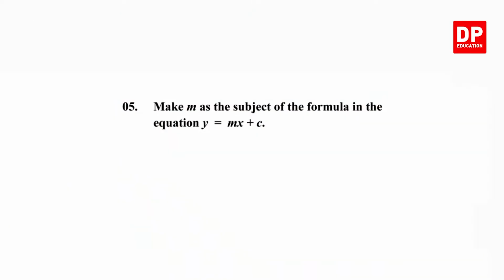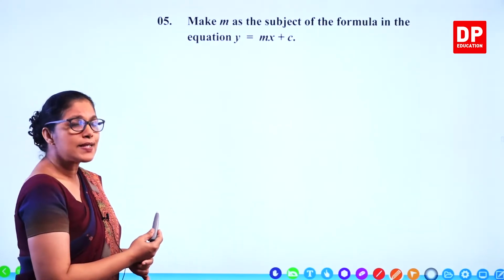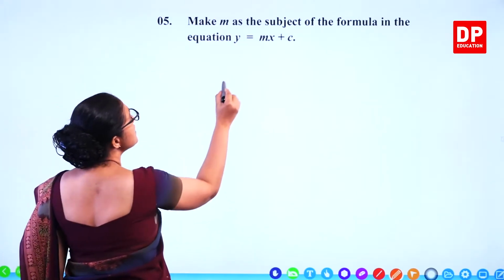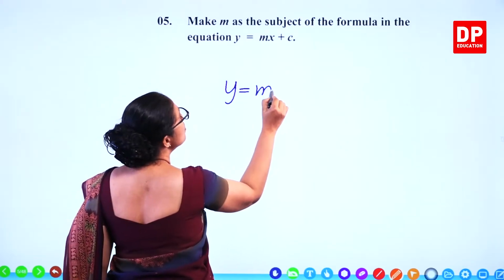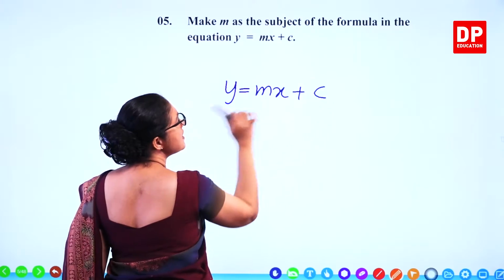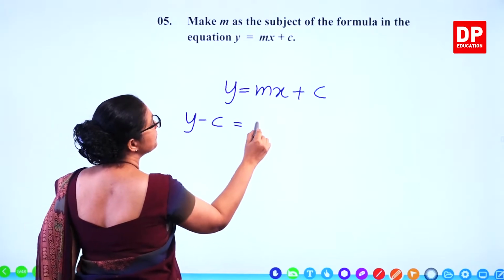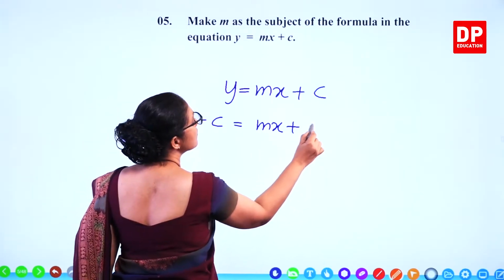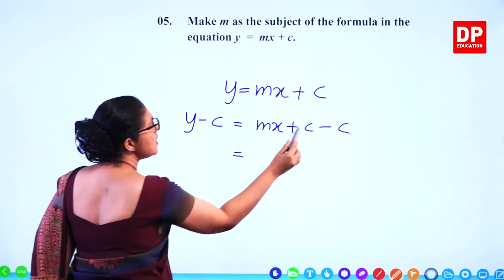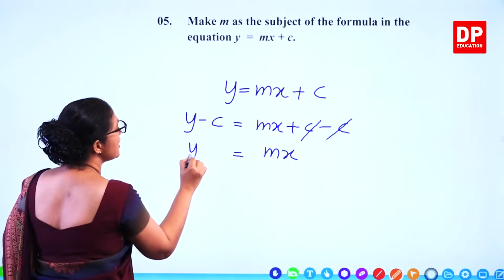Question number 5. Make m the subject of the formula in the equation y equals mx plus c. That means we have to separate m. What is the first step we can do? We keep this term and we want to get rid of this c. So we can subtract c from both sides. Then c gets cancelled out, and you get mx equals y minus c.